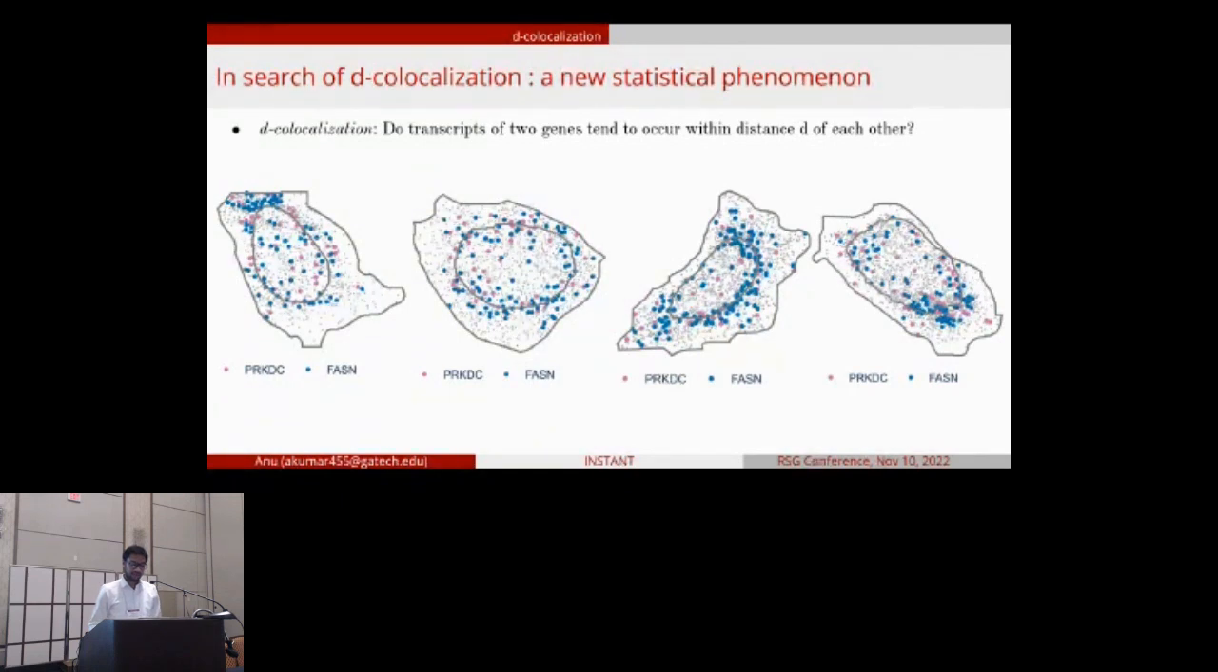For example, the InSTanT toolkit detected a pair, PRKDC and FASN, as decolocalized, and you can see in 4 sample cells the transcripts of corresponding genes are nearby each other. Like other statistical phenomena, such as differential expression of a gene or co-expression of a gene pair, decolocalization may serve as a starting point for discovery of underlying biological relationships, such as RNA-RNA interactions with regulatory functions.